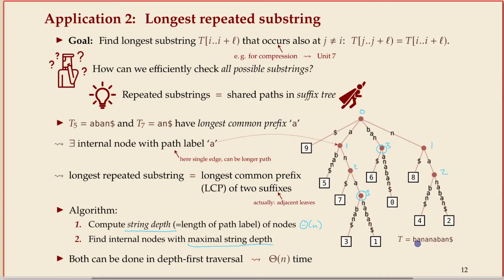You can check this, right? Ban is here and here. And Anna is a bit more interesting. Anna is here and here. So this is an overlapping occurrence where it shares the A in the middle. As I said, that's okay. That's allowed. If you wanted to disallow those, then you have to modify the algorithm a bit. But we'll keep it with this straightforward version. So we have a linear time algorithm. As long as we can construct the suffix tree first, the rest is all done in linear time.